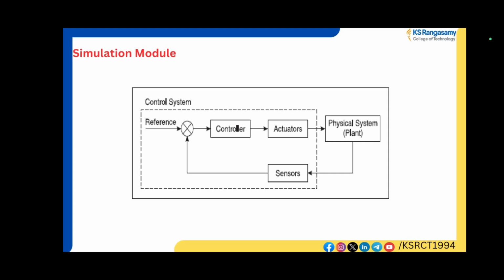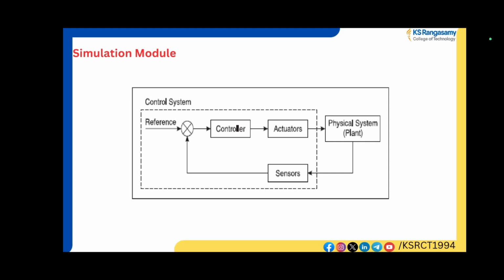We have a control system. The main parts of the control system are the reference input, controller, actuators, physical plant, and sensors. So how does the control system work? Generally, first we give the reference input that we call the set point. The next one is the error detector, and the next one is the controller, actuator, and physical system like the process plant, and sensors.